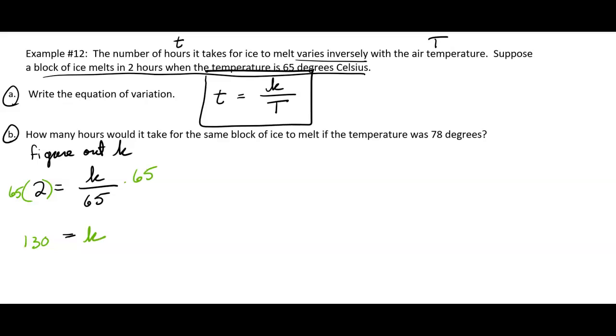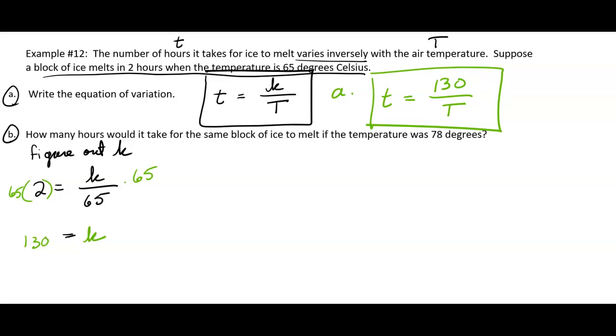So now I'm going to rewrite my answer to part A. I'm going to say little t is equal to 130 over large T, capital T. So maybe they do want you to figure out the K. All right. Sometimes they ask for it separately. So I was a little surprised the variation problems were in here. But okay. So now we have an equation. T, temperature or time, equals 130 over the temperature, the air temperature.